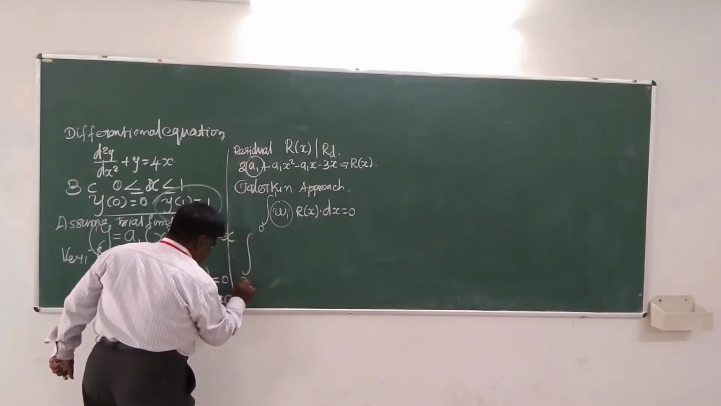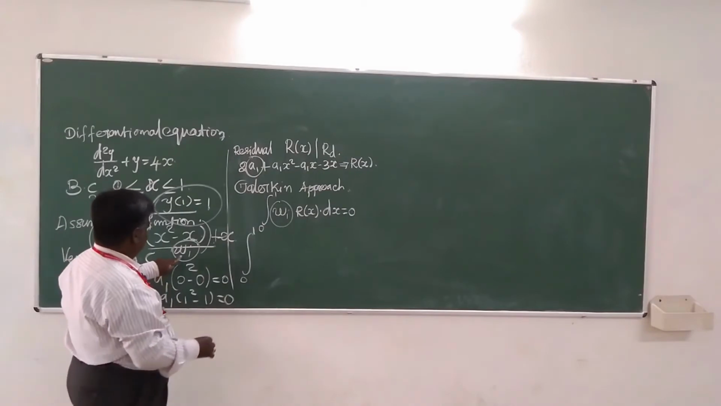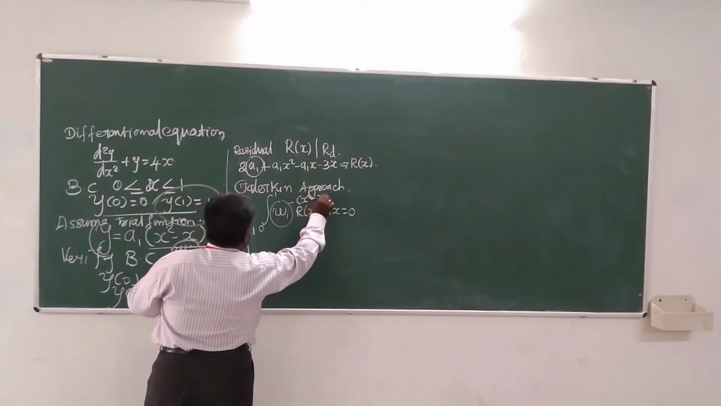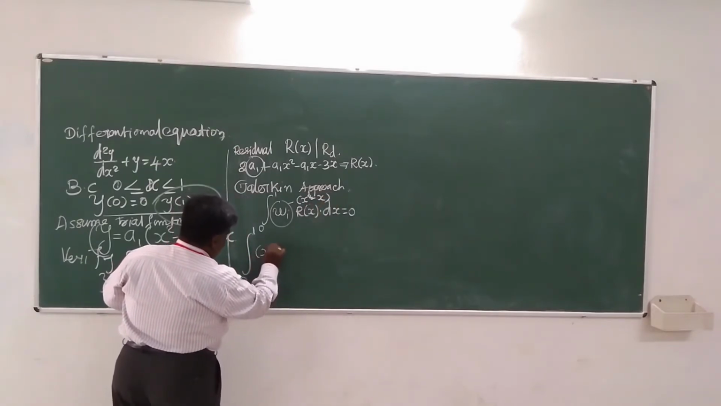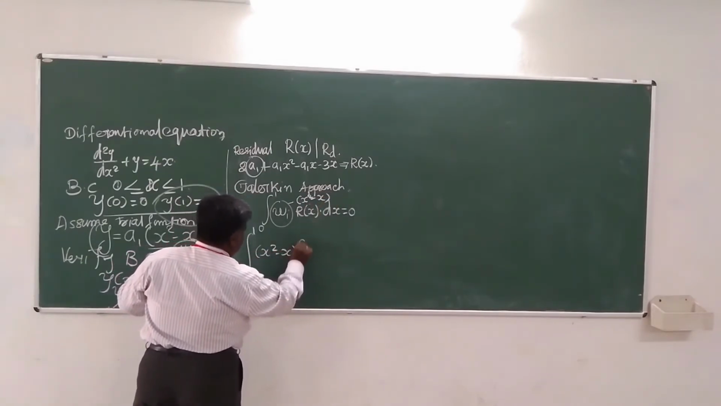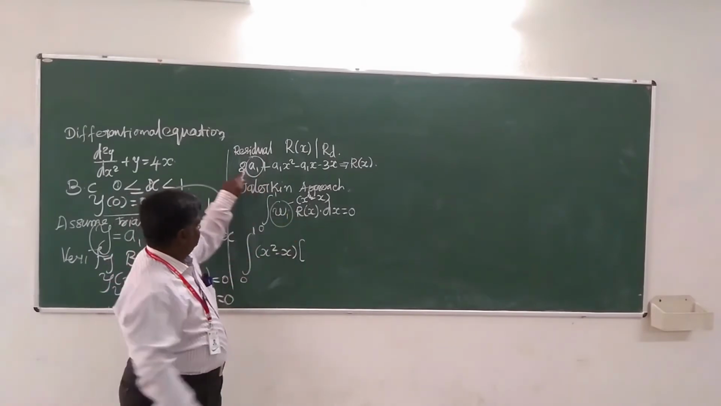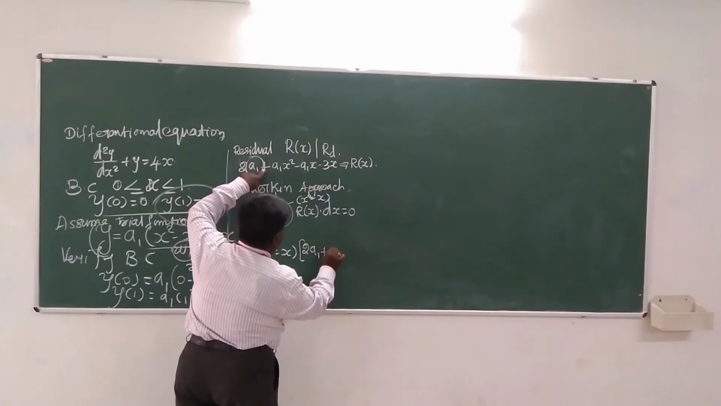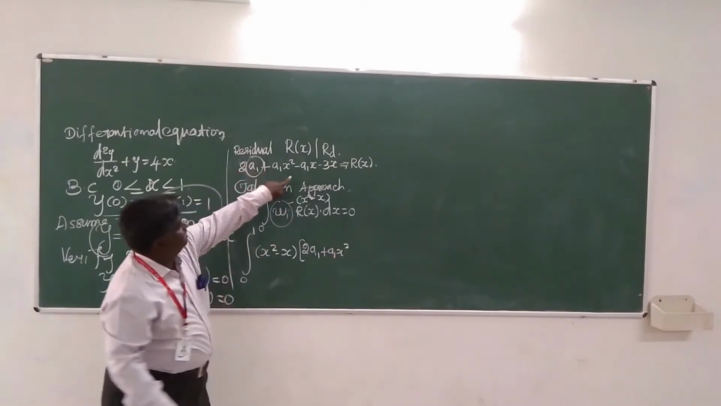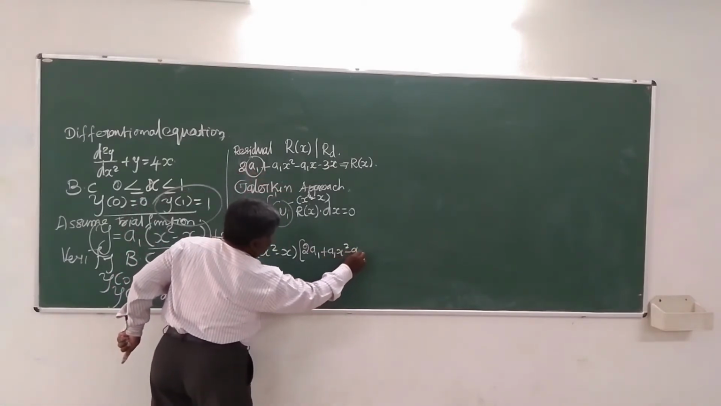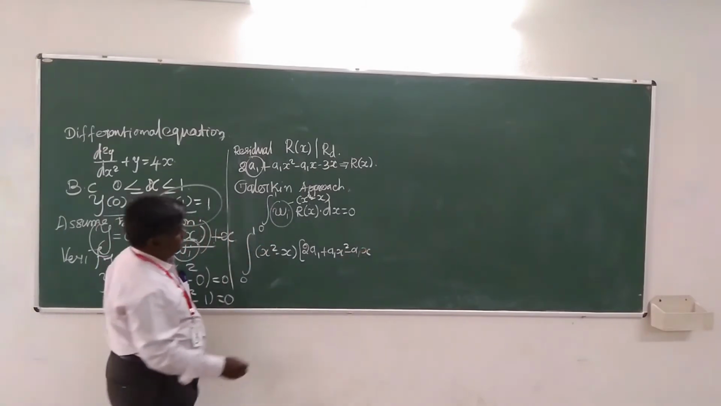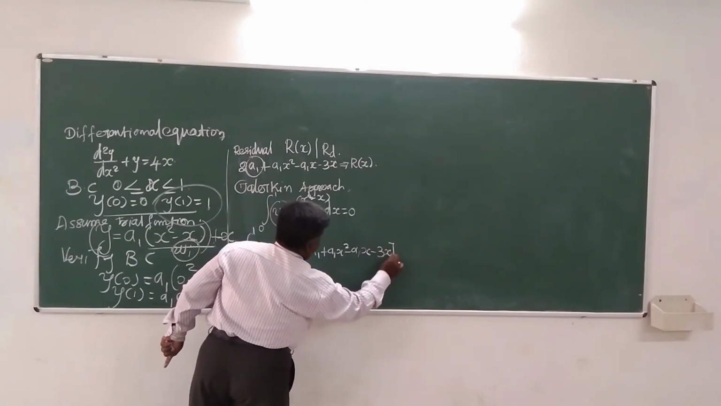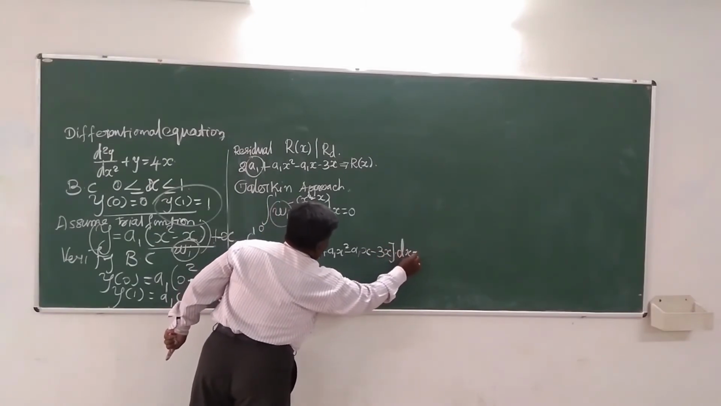So integration of 0 to 1. The weighting function is x square minus x. Then substitute the residual: 2a1 plus a1 x square, minus a1 x, minus 3x, dx equal to 0.